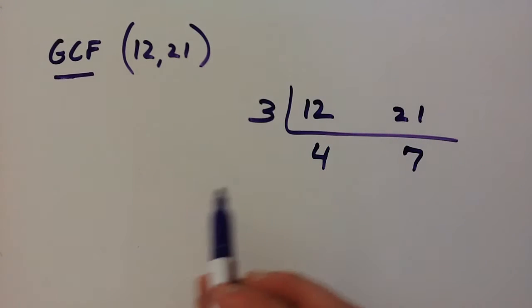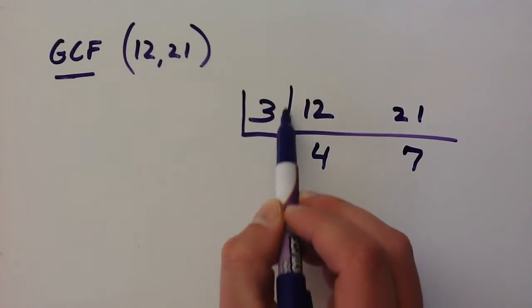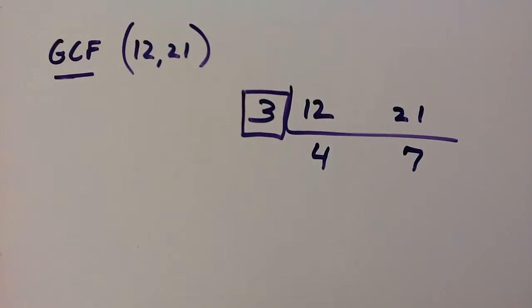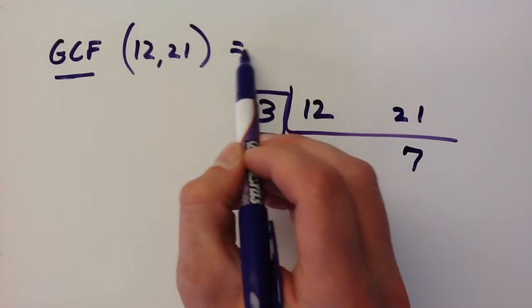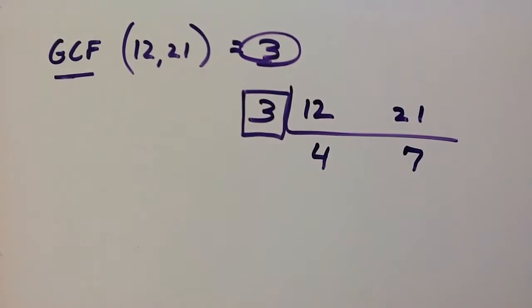If I want the GCF, I go straight down the side. So right here, that number right there, 3, is the GCF, the greatest common factor between 12 and 21.